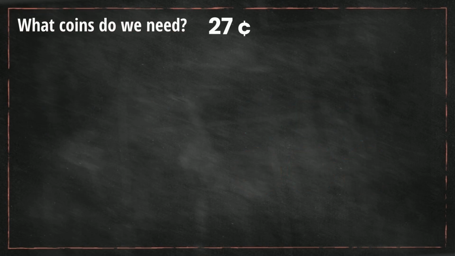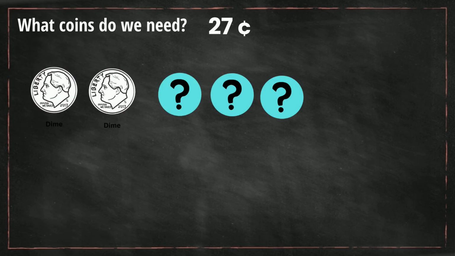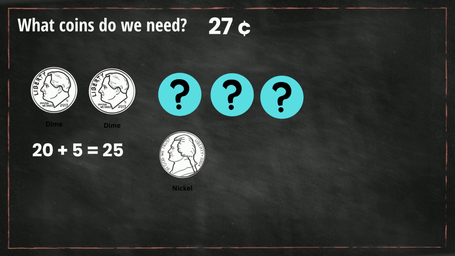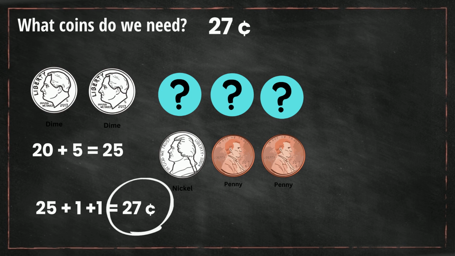In this next example, we have two dimes, and we want to get to 27 cents. Well, if we provide a nickel, which is 5 cents, 20 plus 5 is 25, and then provide two pennies, that will be 25, 26, and 27 cents.